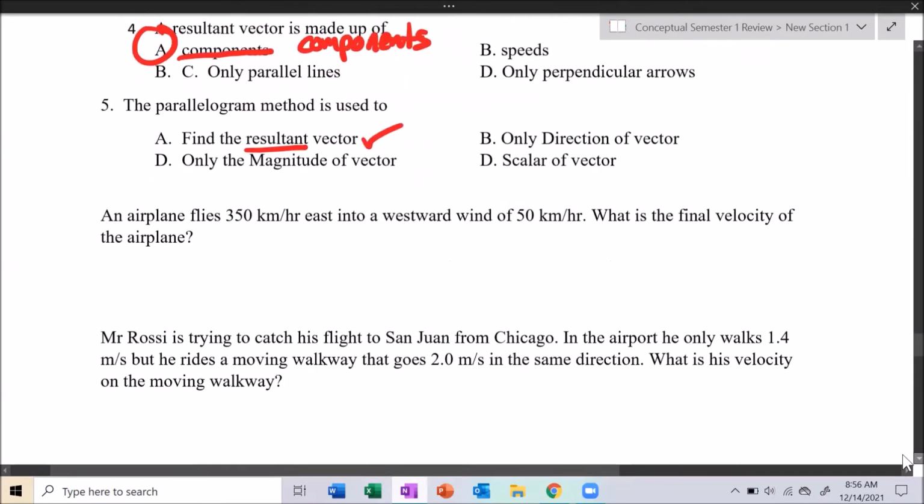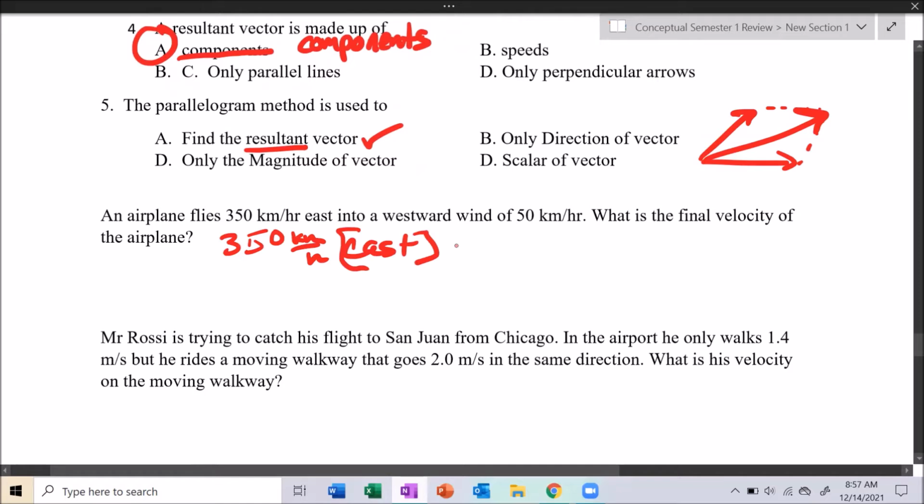Now, the next three here are some word problems and you want to look at distance, displacement in the airplane problem. If you're going to the east at 350 kilometers per hour and then the wind is hitting you to the west, the directions are opposite. The directions are opposite, so you can't add them, you subtract them. So the final velocity is 350 minus 50. It's giving you 300 to the east.